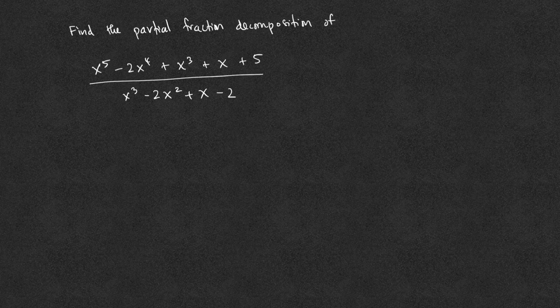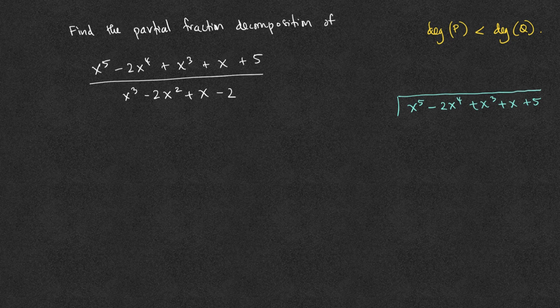A proper fraction is a fraction where the degree in the numerator is strictly less than the degree in the denominator. So first, we would need to perform long division. With x to the fifth minus 2x to the fourth plus x cubed plus x plus 5 in the numerator, we divide it by x cubed minus 2x squared plus x minus 2. To perform long division, we should put in the placeholder for 0x squared as well.